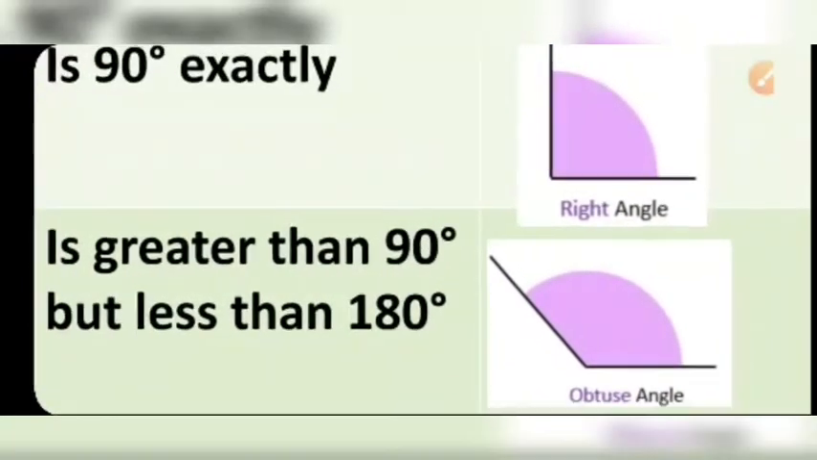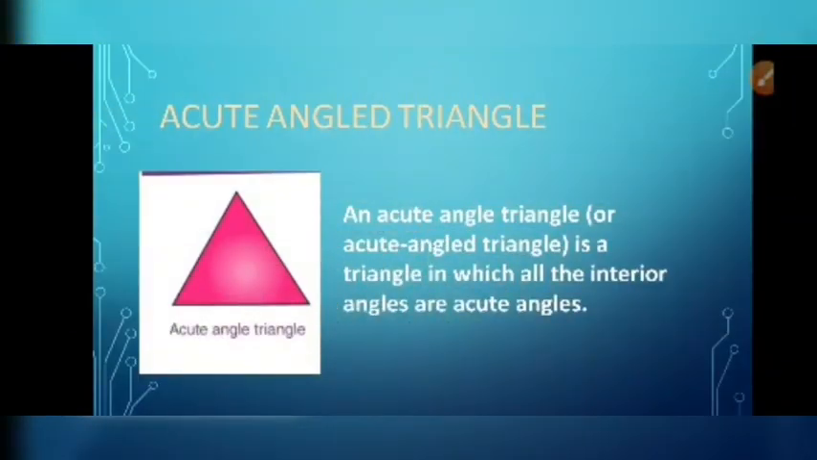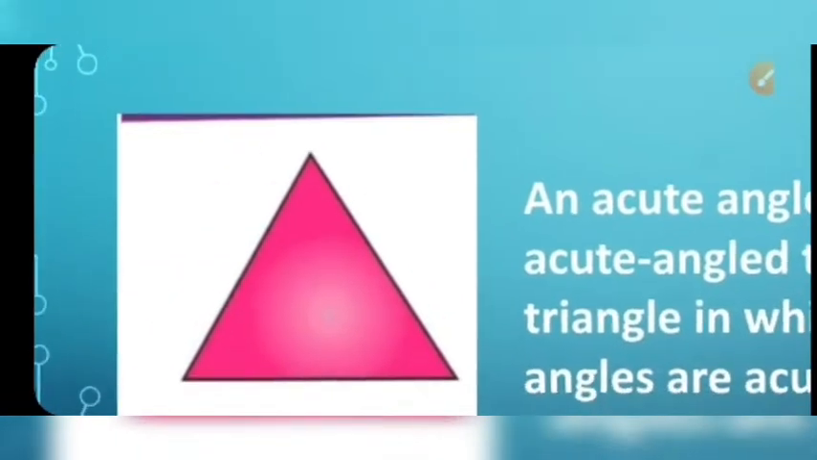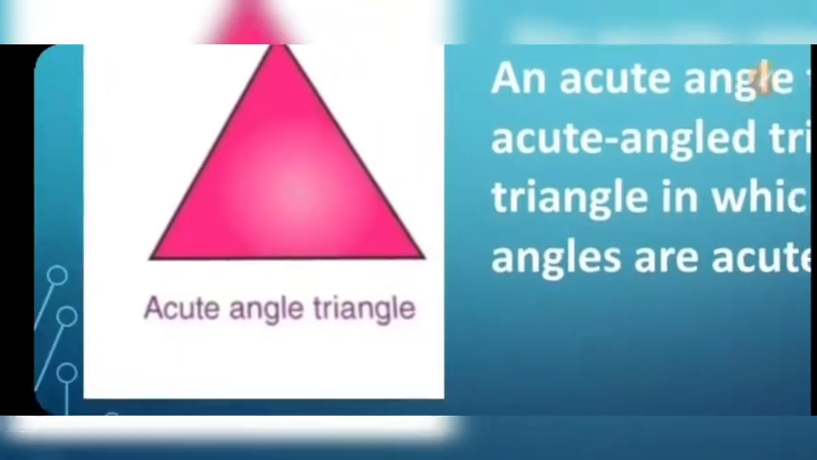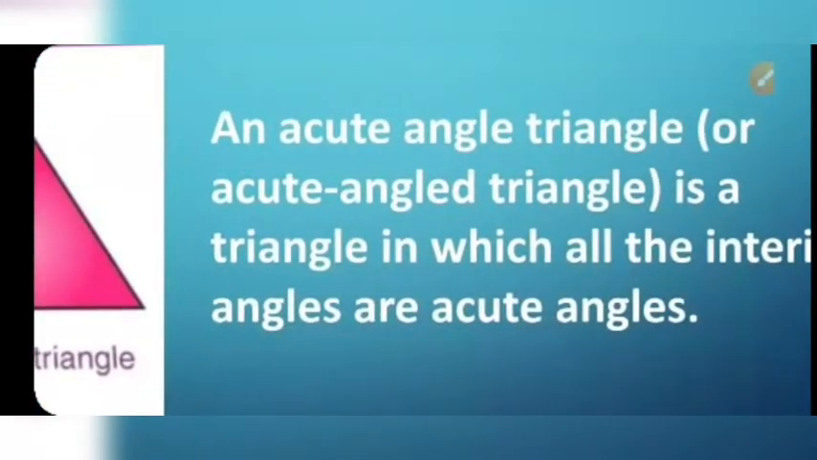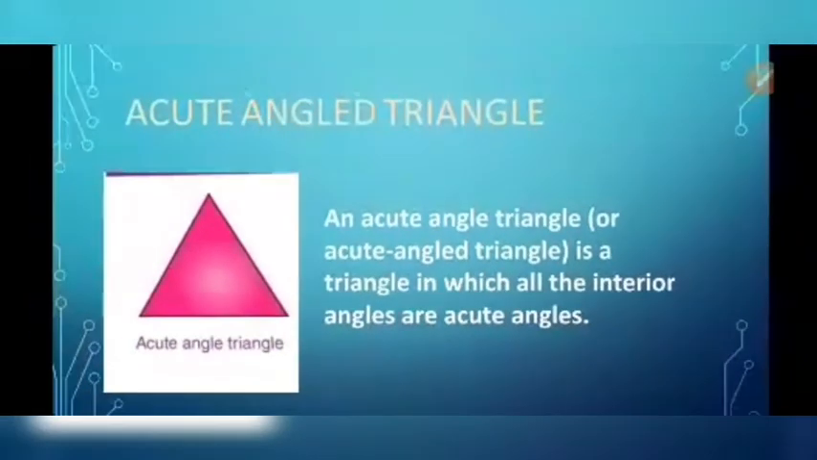Okay. So acute angle is less than 90. Right angle is exactly 90. Obtuse angle is greater than 90. If a triangle has all three angles acute, then this triangle is called an acute angle triangle. This is an acute angle triangle. All the three angles are less than 90 degrees. So an acute angle triangle is a triangle in which all the interior angles are acute angles.